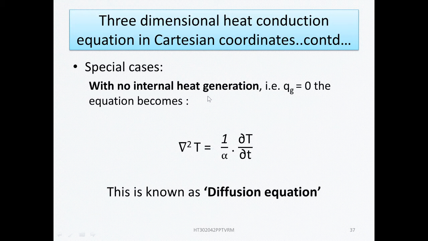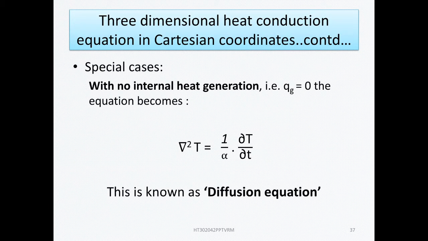The next special case is where there is no internal heat generation, that means Qg is equal to 0. The same equation could be written as grad 2T is equal to 1 upon alpha del T by del t, which is nothing but the diffusion equation. So this is the second special case.